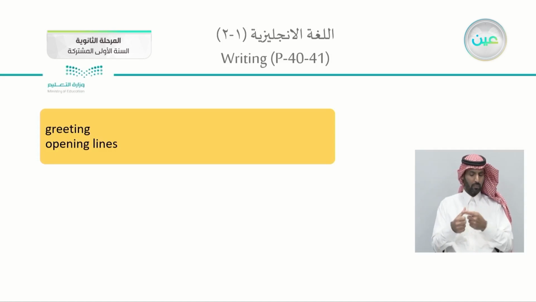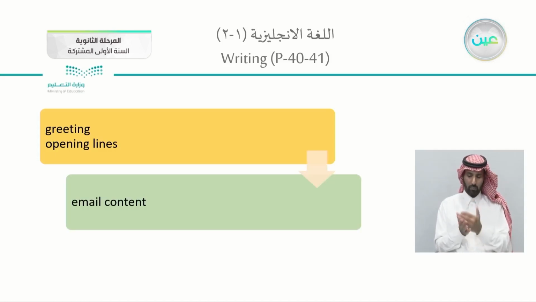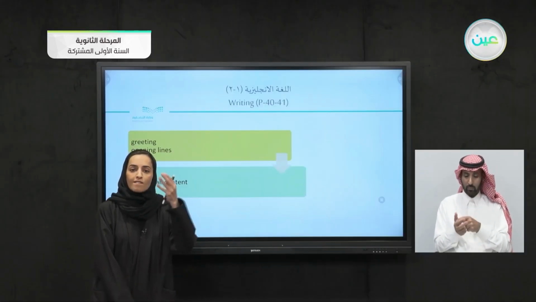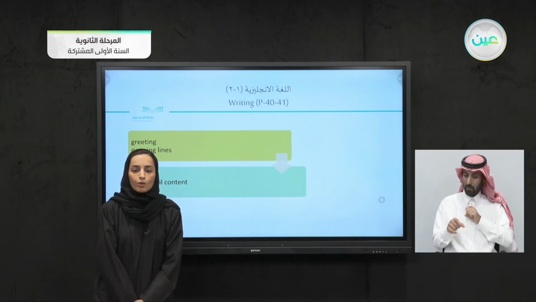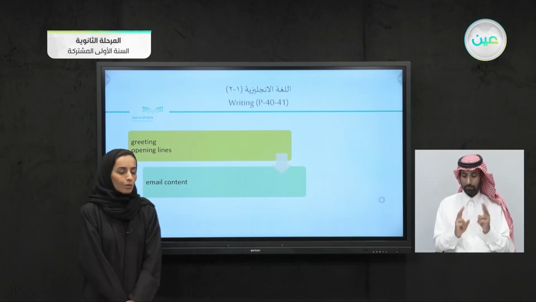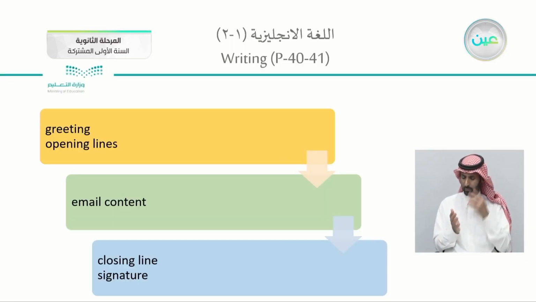Let's start with it one by one. At the beginning, I will start with the greeting and the opening lines. Then I will go to the second step, which is the email content. The email content, which is inviting my friend to my graduation party. Then I will end it up with the last part, which is the closing line and the signature. Let's get started with these one step at a time.